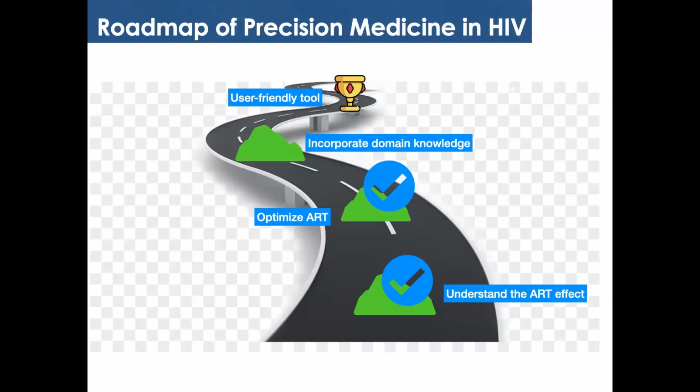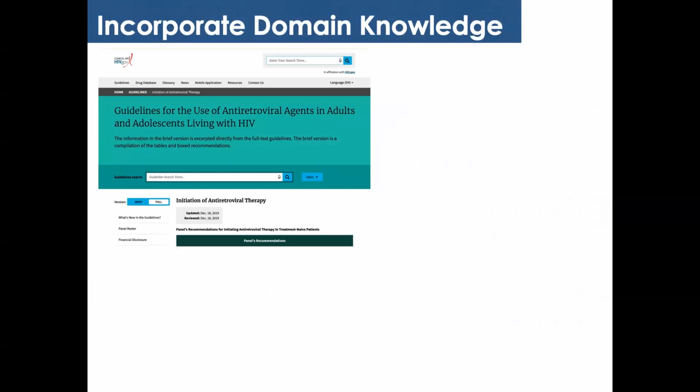Now we have the first 2 parts. But we still get some regimen recommendations that clinicians don't think are appropriate. So the next step is how we can incorporate domain knowledge. Guidelines already have a lot of domain knowledge. For example, a guideline says if this person has kidney disease, it's better to avoid the drug TDF.